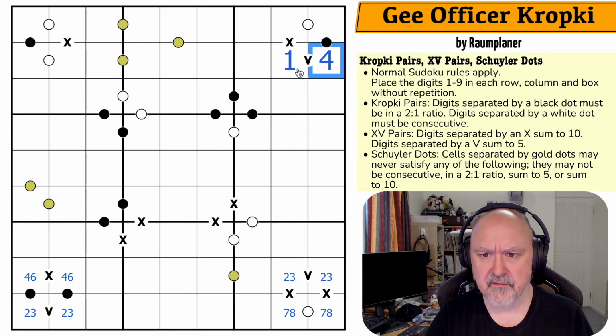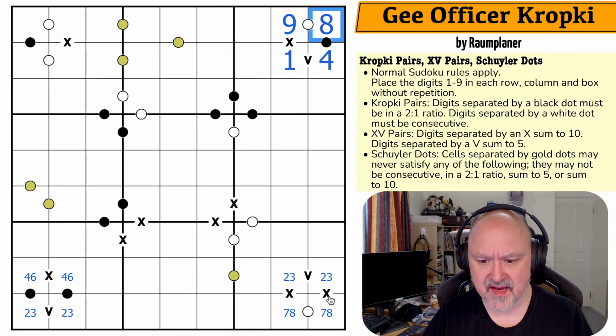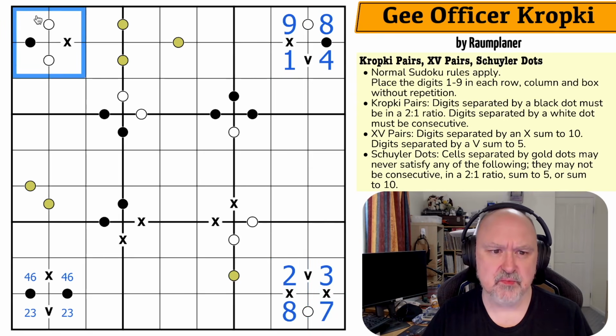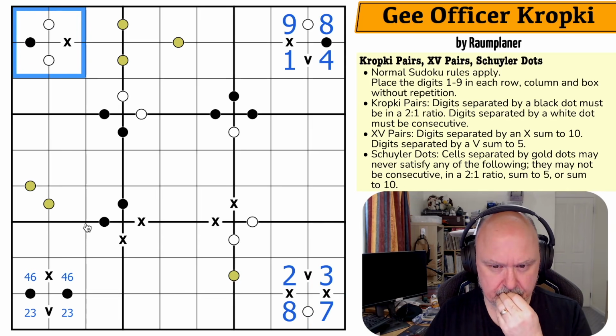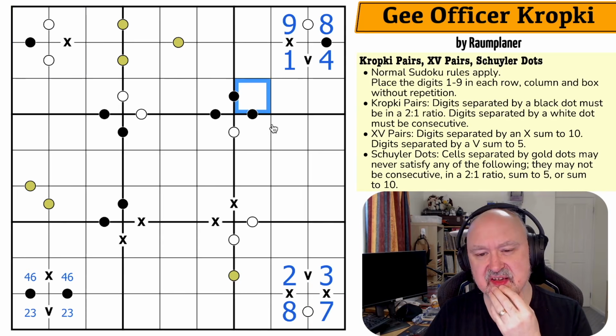This is 1, 4. And 1 makes this 9 and this 8. The 8 looks down, making that 7, that 8, which means that's the 3 and that's the 2. And now this is more restricted. In fact, this is where I probably want to look.